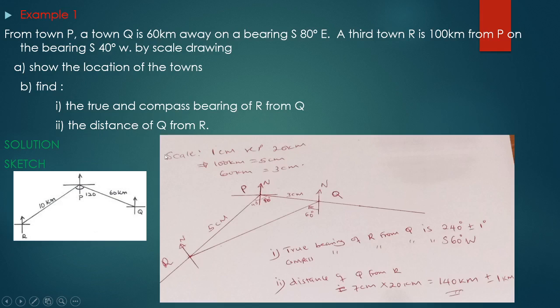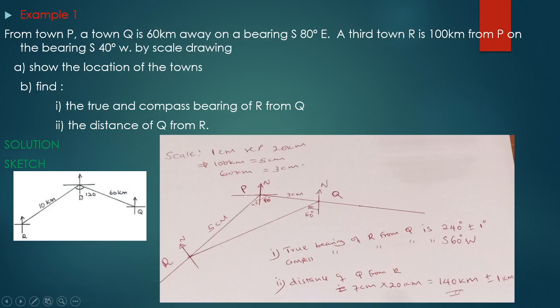from R. So the first thing you do here is make a sketch of the whole thing. In the sketch, you start with your point P here, and from P, a town Q is 60 kilometers away on a bearing of south 80 degrees east. So it is south from P, 80 degrees towards the east. So you have your line here, and you make a point Q here, 60 kilometers.